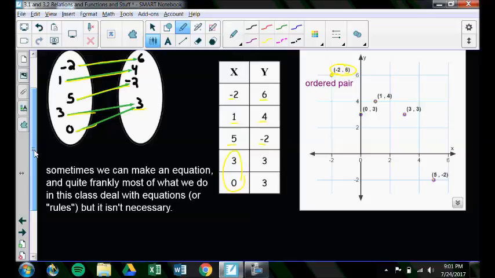Sometimes we can make an equation, and quite frankly, most of what we do in this class deals with equations, but it's not always necessary. Right now, I don't have an equation getting from here to here and here to here. It's just some relation. Like maybe we walked negative 2 miles on day 6, and we walked 1 mile on day 4, or something like that. Some relation where the output doesn't depend on the input, in which case there might not be an equation to relate them. So it's not always necessary, but it usually does happen.